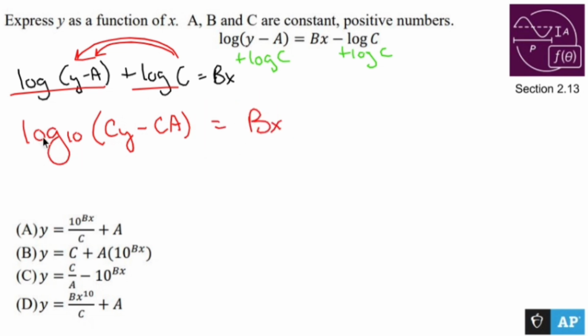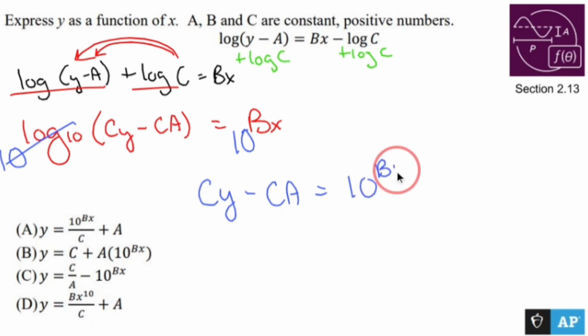Now, why did I write that 10? Well, that log is still in the way, and I need to isolate that y. And so in order to get rid of a log base 10, I could take 10 to the power of both sides. That allows me to cross these guys out. That leaves me with cy minus ca equals 10 to the bx.